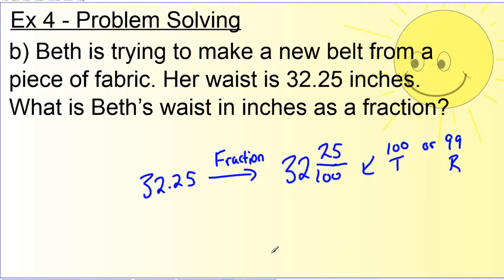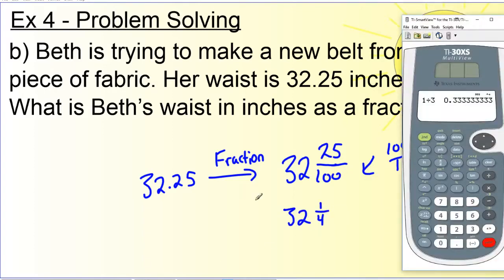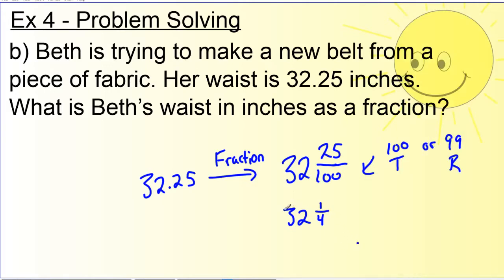And I'm going to simplify here. I can simplify 25 over 100. That's 1/4. Calculator it: 25 fraction 100 equals 1/4. So her waist as a fraction is 32 1/4 inches. Big.